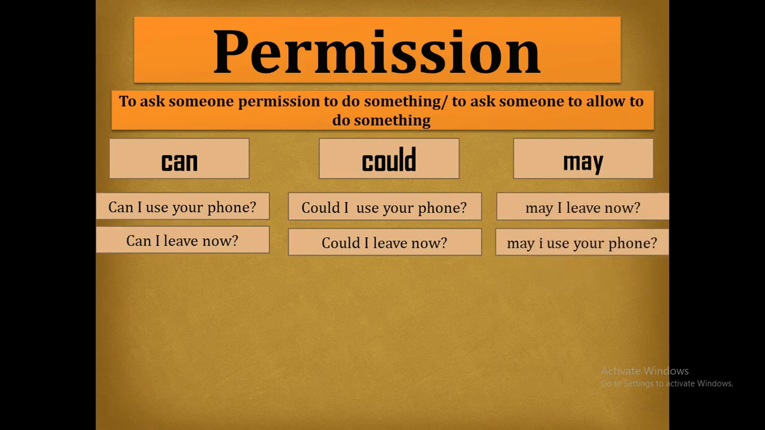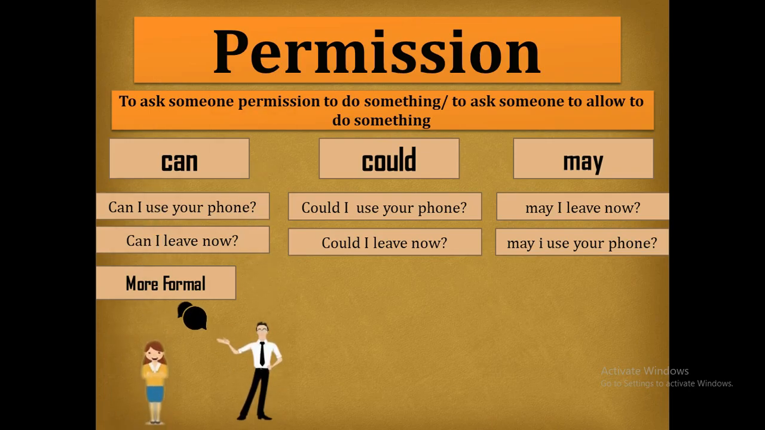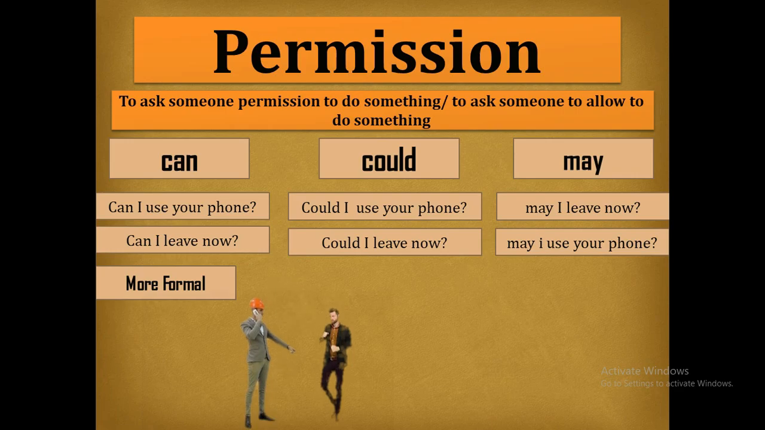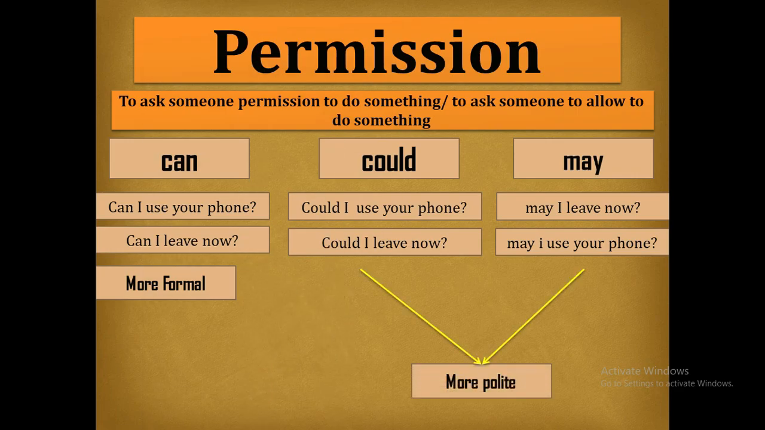The only difference between can, could, and may is that can is more formal. For example, when you are in a formal situation, like you are talking to your teacher or talking to your boss at work, you use can. It shows formality. But for could and may, they are more polite. When you are in a friendly situation, you use could or may because they show politeness.